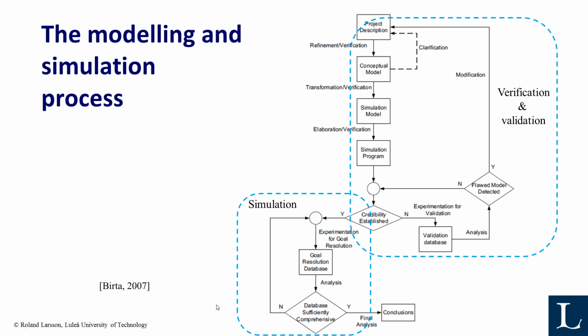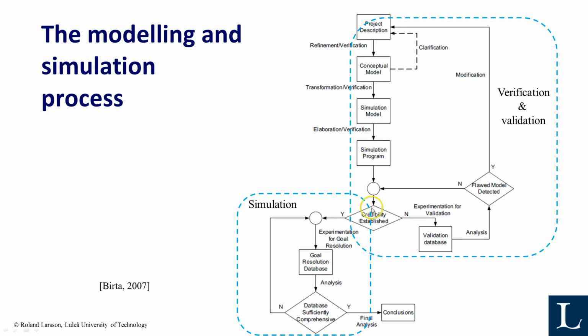So this is a graph showing the modeling and simulation process, a kind of overview. So the first thing you do is a kind of project description. You know what you want to know. You make your conceptual model. I mean, trying to understand what it is you want to learn. You make your simulation model. That's where you define the equations, and then you program these equations into some kind of simulation program.